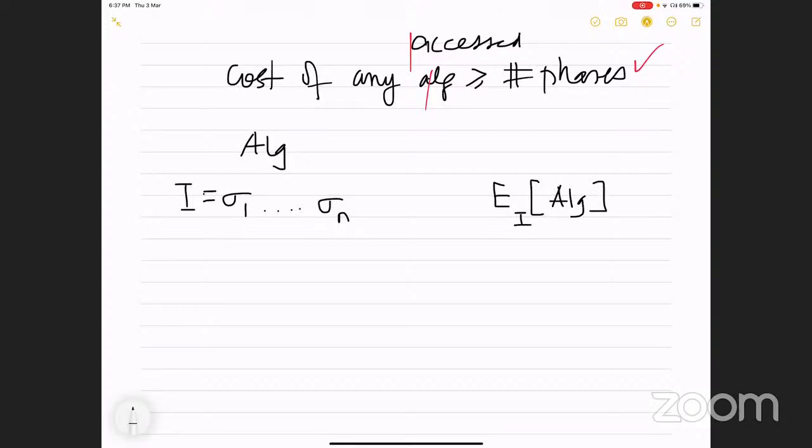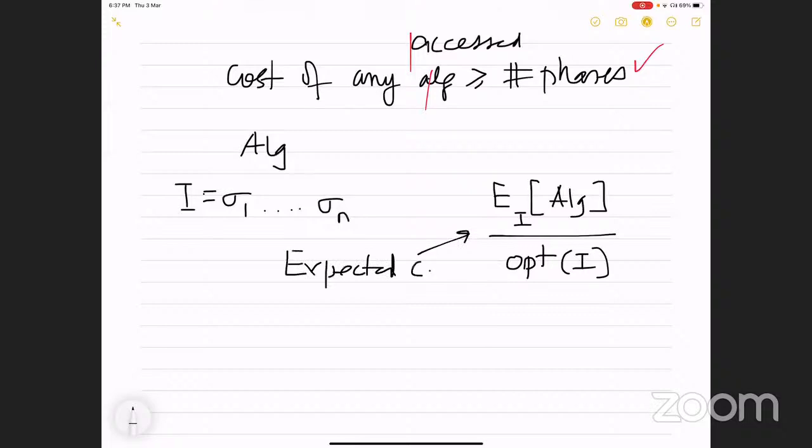Okay, so what does this mean? It means that this is a randomized algorithm, and on this input it will have some expected number of cache misses. It depends on the coin tosses of this algorithm. And again I divide this by the optimum on I. This is called the expected competitive ratio on I.